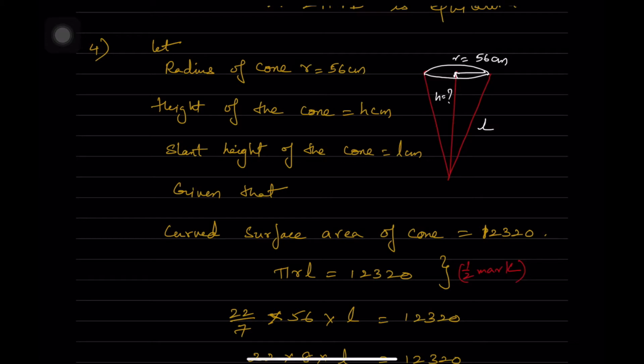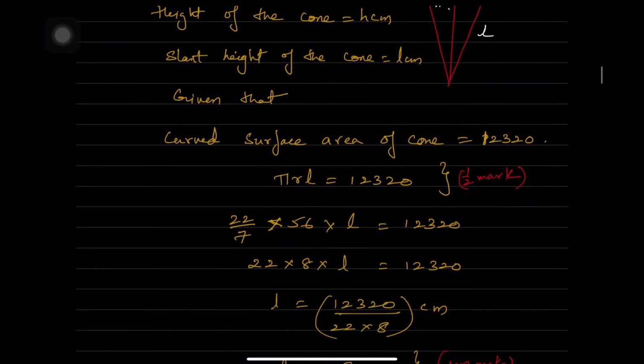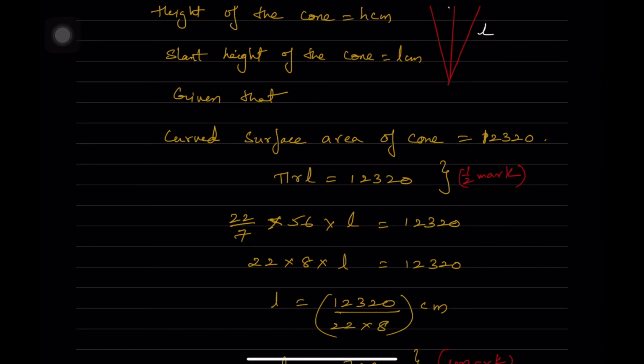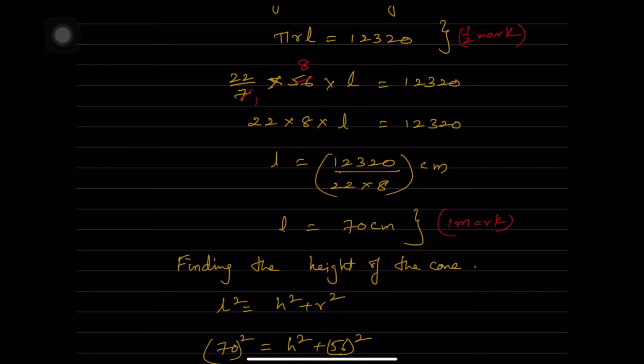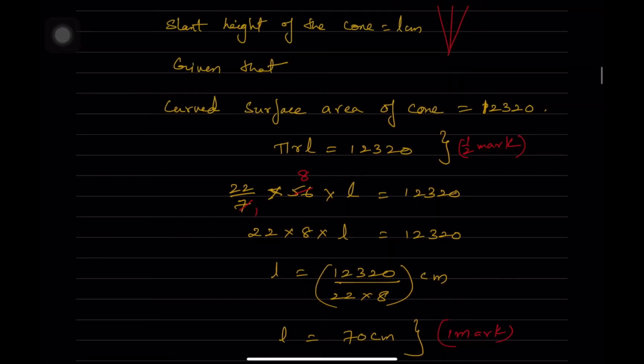Given that the curved surface area of the cone is 12,320, therefore pi r l is equal to 12,320. From this you can find out the slant height. So, putting all the values: 22 by 7 into 56 into l is equal to 12,320. Here you can cancel 7 ones are 7, 7 8s are 56. Therefore 22 into 8 into l is equal to 12,320. Dividing 12,320 by 22 into 8, you get l is equal to 70 centimeters. For this one, writing the formula, you get half a mark.